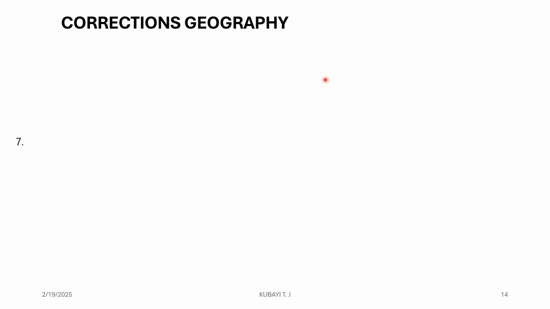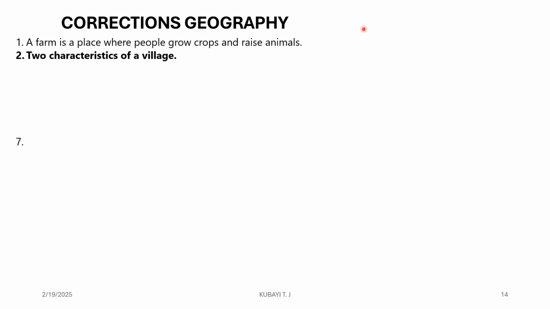Now, let's do the corrections. The answer for question number 1: a farm is a place where people grow crops and raise animals. Two characteristics of a village: villages are small places where not many people live. Villages are usually found away from big cities.